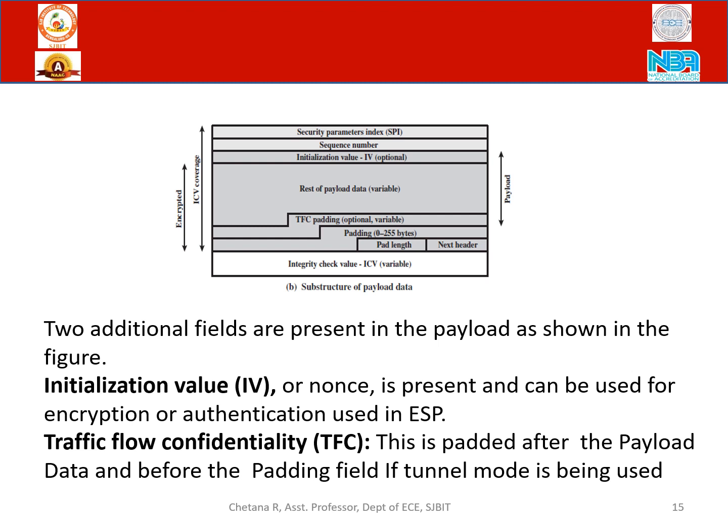And next you have the payload and TFC padding. So what is TFC padding? This is padded after the payload data and before the padding field if tunnel mode is used. If you are going for any other mode, this is the actual padding, up to 255 bytes. If you are going for tunnel mode, you have to use this TFC padding, which is optional and is placed before the actual padding. Once this is done, your data is ready for transmitting. It is going to the outside network. So this is the version of ESP.